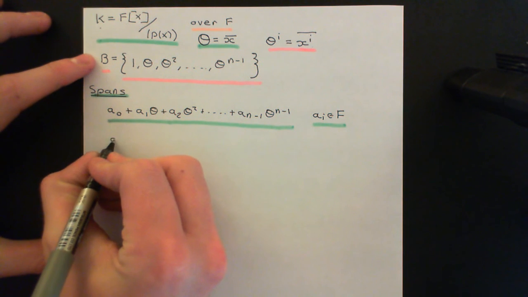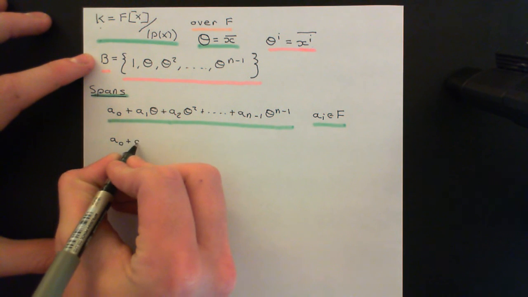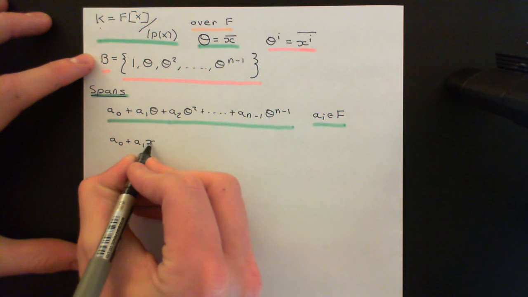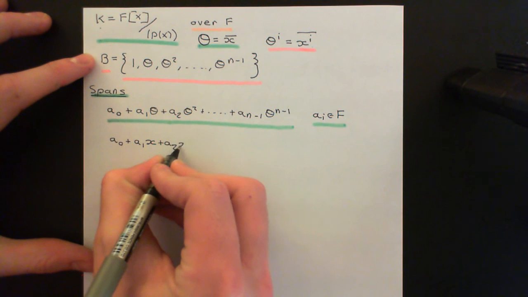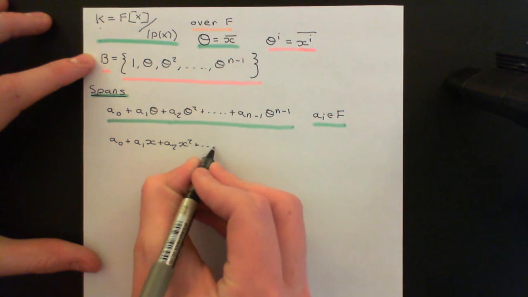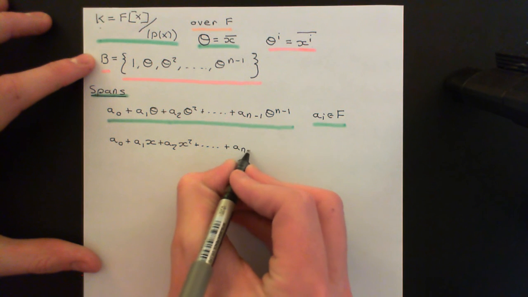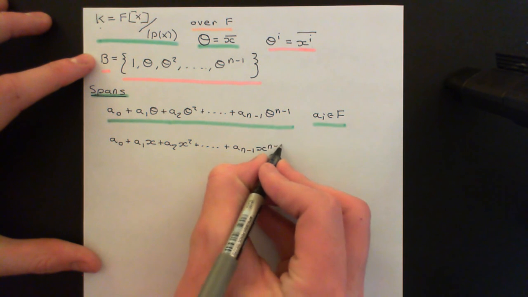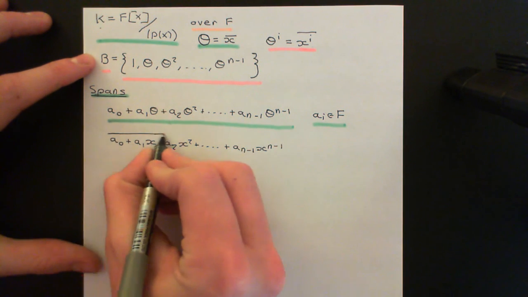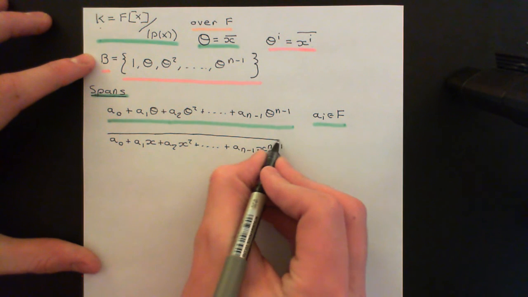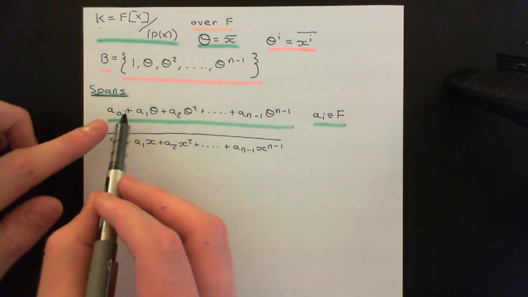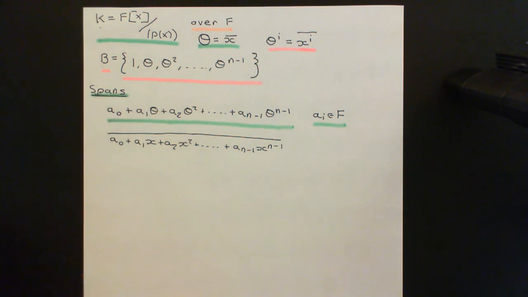So what polynomial will we end up with? We'll end up with a0 plus a1 times x plus a2 times x squared plus all the way up to an minus 1 x to the n minus 1, and then you will take the coset that contains that polynomial. Do understand how this has changed, these additions and these multiplications.